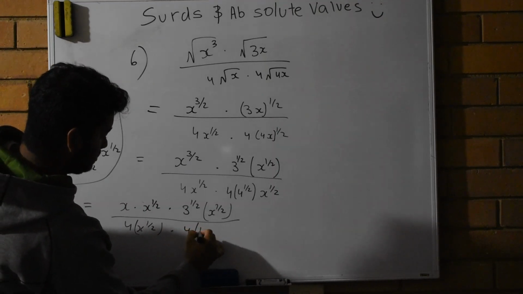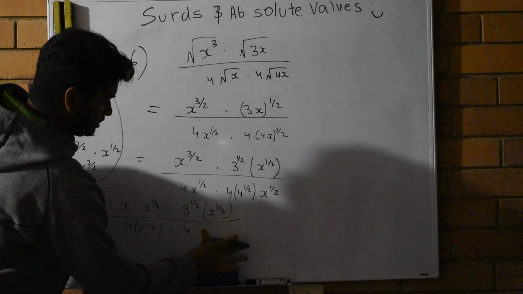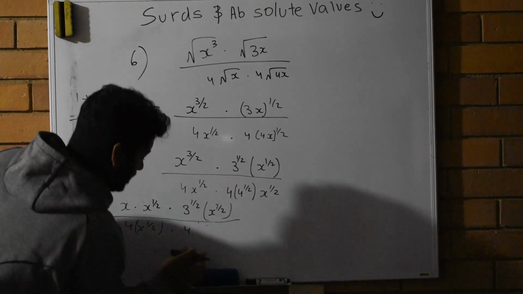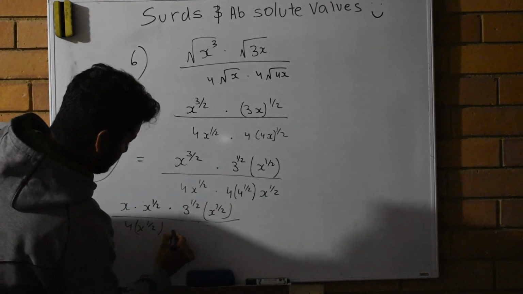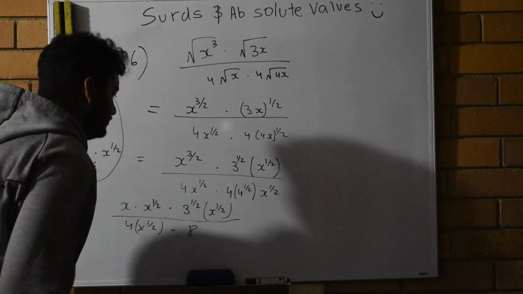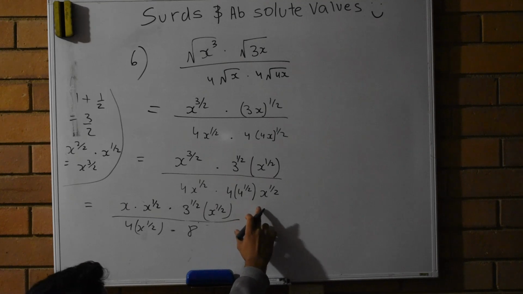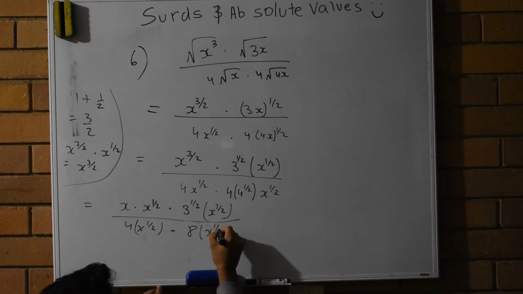Anyway, now so 4x to the half, and then 4. Okay, another thing. Sorry, guys. The square root of 4 is 2. So I'm just gonna change this here. So 4 times 2 is just 8. No point in writing it out over and over again. So 8, and then that is just x to the half.